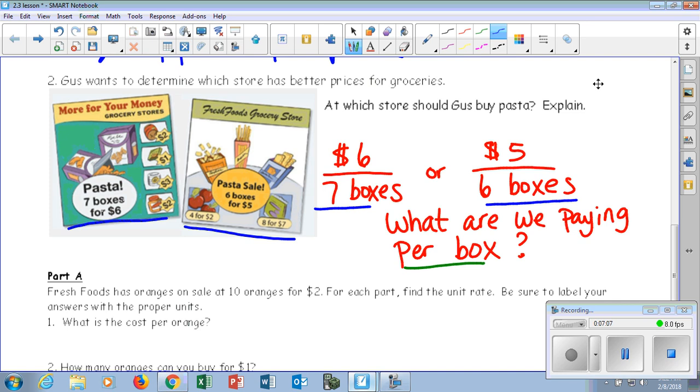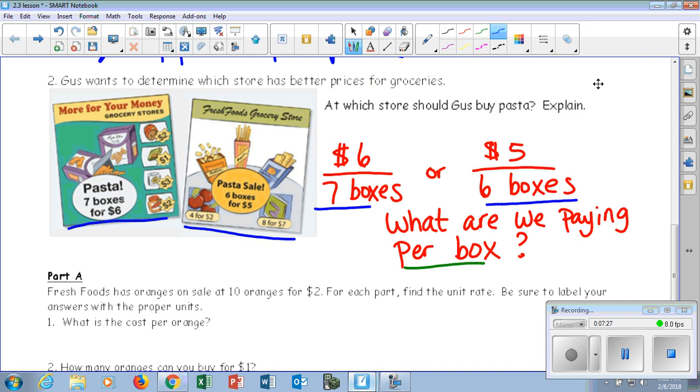So we decided you should go to the more for your money grocery store because how much you get for the amount per box is cheaper than the one at fresh foods grocery store. Okay. So let's look at it like this. You're on the right track.